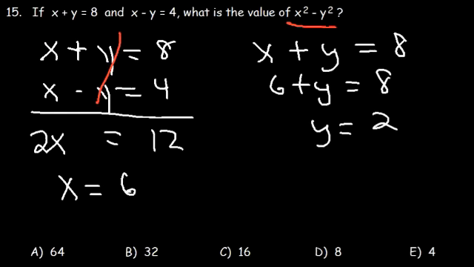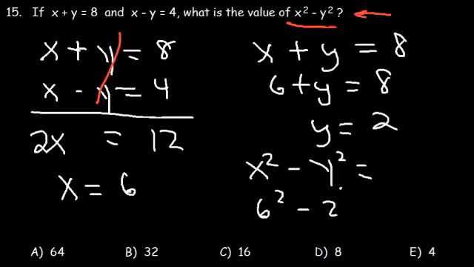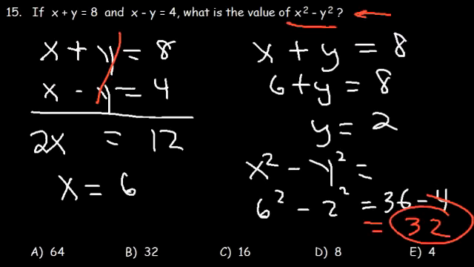So now we can plug in x and y into this equation. So x squared minus y squared is equal to 6 squared minus 2 squared. 6 squared is 36, 2 squared is 4, and 36 minus 4 is equal to 32. And therefore B is the right answer for this problem.